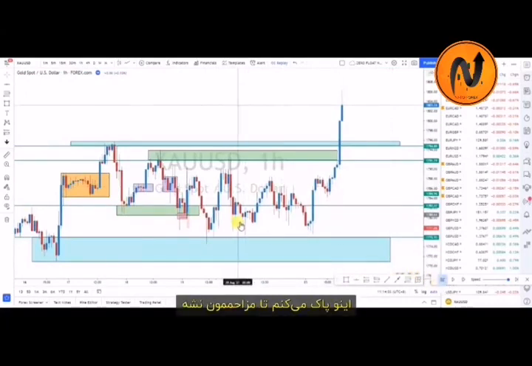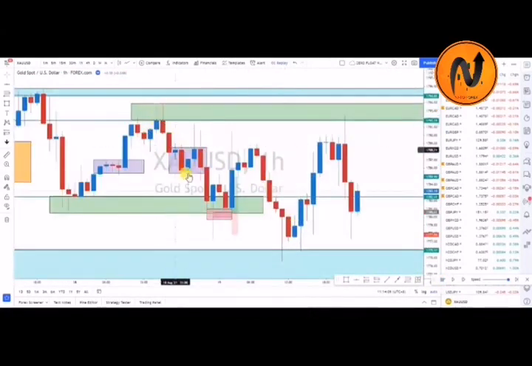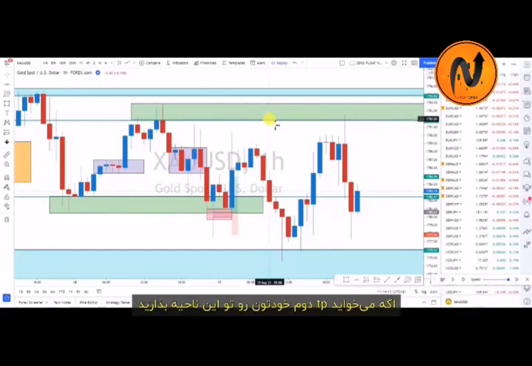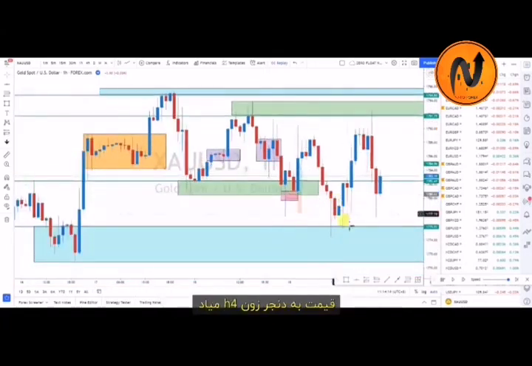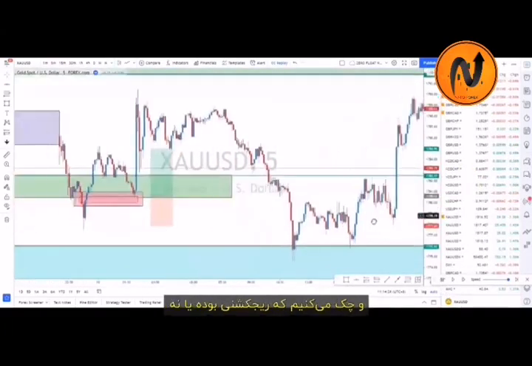I'm going to delete all this so that it doesn't disturb us. So on H1, it comes out. It didn't touch all the way up here. If you want to put your second TP over this area, the price comes into the H4 danger zone. When price comes into this H4 danger zone, what we should do is change to the low time frame, which is the M5 time frame, and check if there is any rejection.